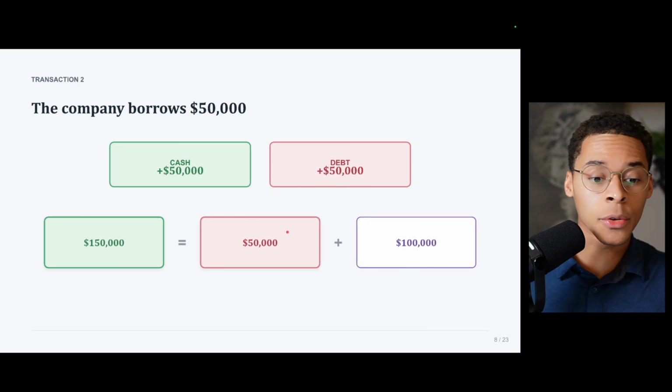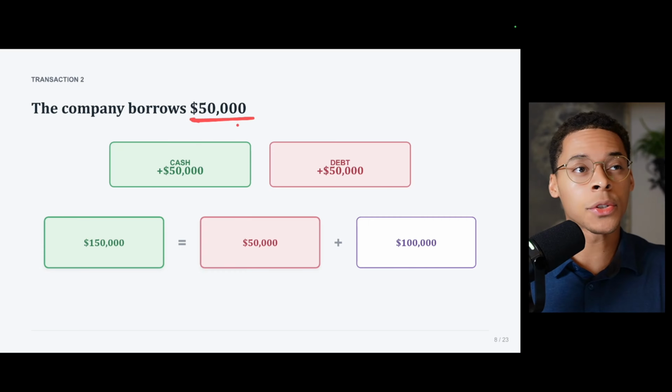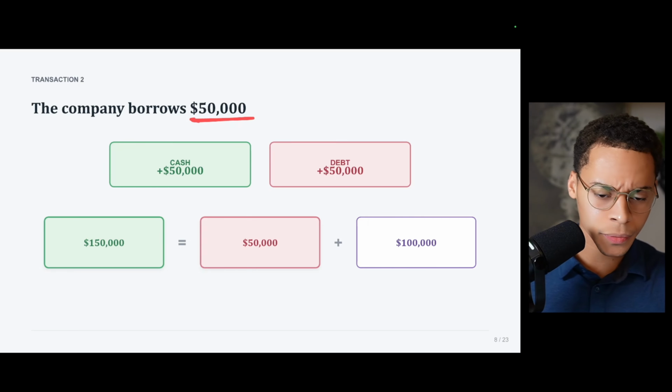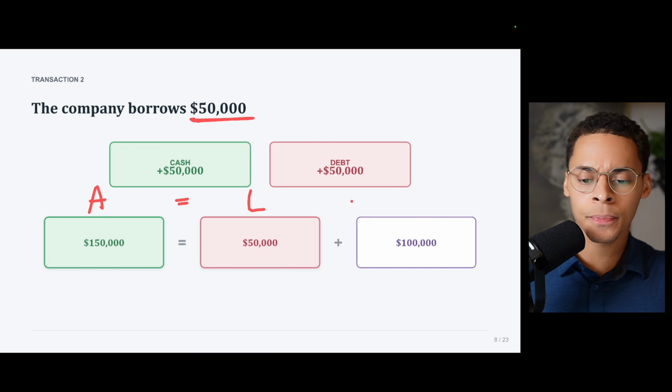Now let's look at another transaction. Let's assume that the company borrows $50,000 of cash, okay? This is going to be different from our original transaction, the first transaction that we covered, because this is not an owner investment. This is essentially a creditor providing these resources. So again, we have assets equal liabilities plus equity, okay?